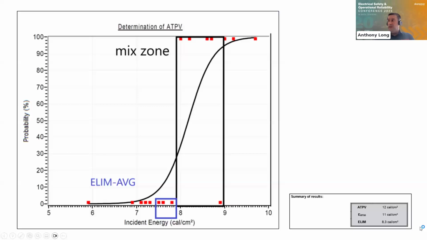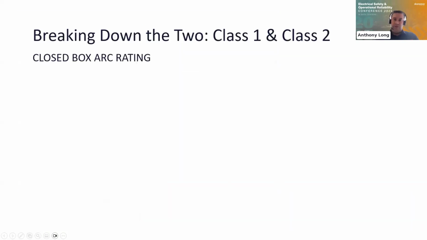In the bottom corner here, if it's a European arc test, we generally get these 3 figures: an ATPV, EBT, and an ELIM. And if you're testing to the North American standard, ASTM F1959, you just get the ATPV and EBT, and you don't get an ELIM rating. So this is the detail we get on a report itself.